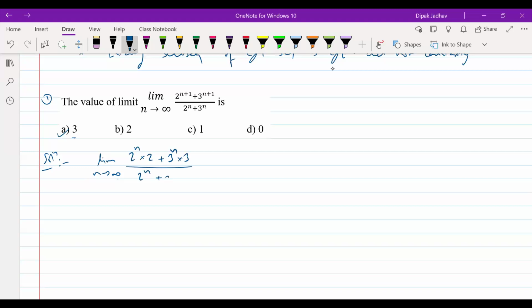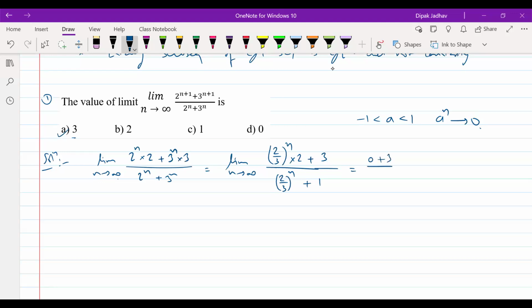You can break the numerator using the law of indices, and then divide the numerator and denominator by 3 raised to n, and you end up getting something like this. Then we use the result on special sequences: if a is between -1 and 1, then the sequence a raised to n goes to 0. So using that result, the numerator will approach 0 plus 3, and the denominator will approach 0 plus 1. So the answer is 3. Very good.